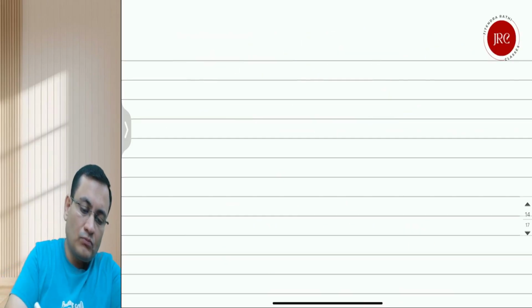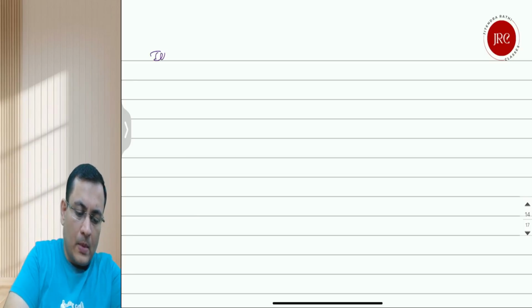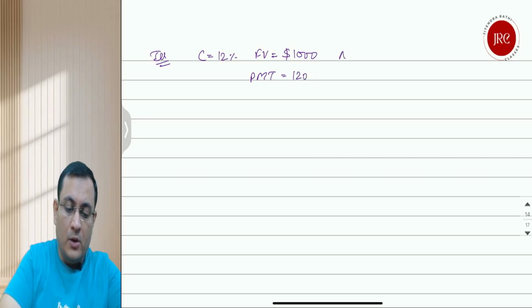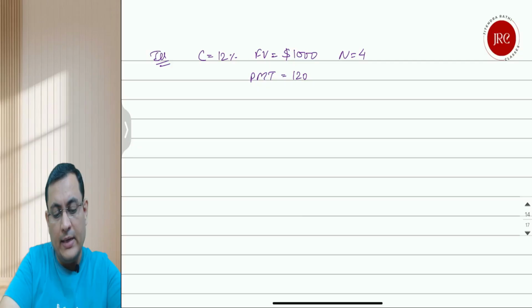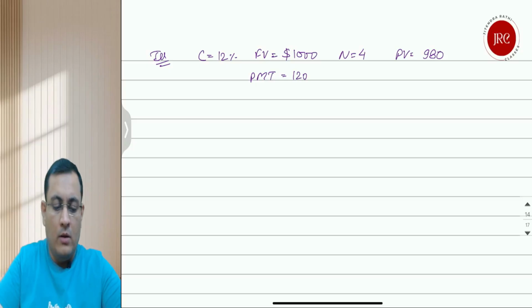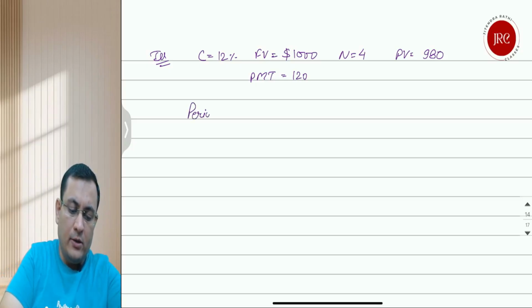There is a bond with coupon rate of 12%, face value of $1,000. So PMT will be 12%, 120. Then number of years is 4, and we have N, PMT, PV, and let's have the price also. So PV of the bond is, let's say, 980 rupees. First of all, we have to find out the periodicity. Let's say bond periodicity is annual, 1.